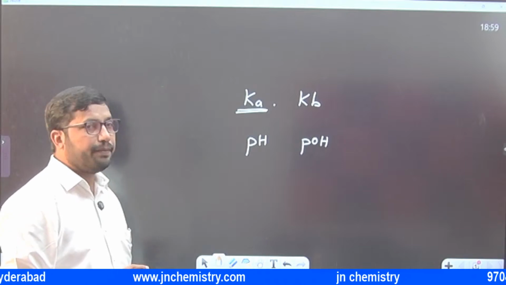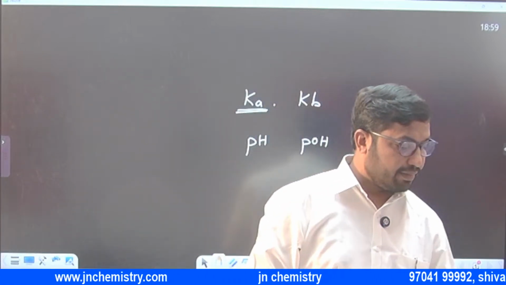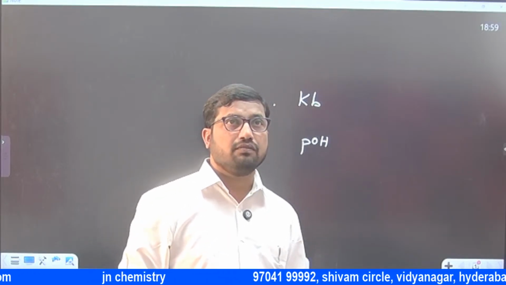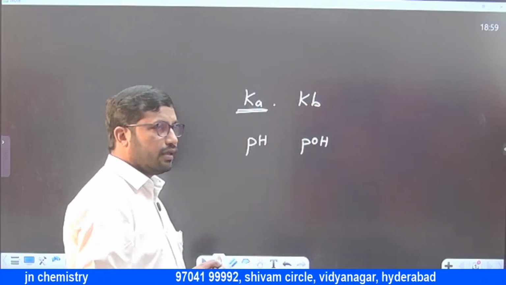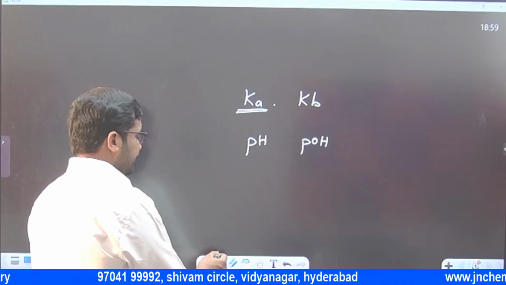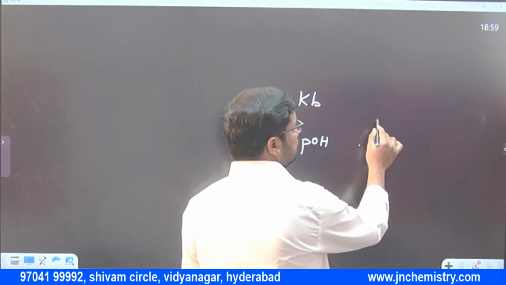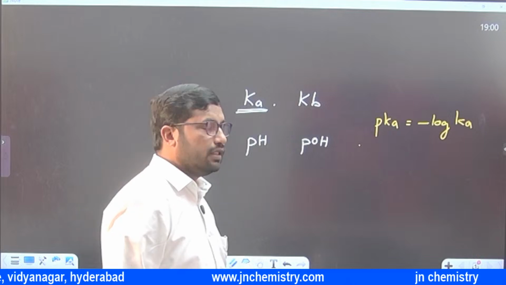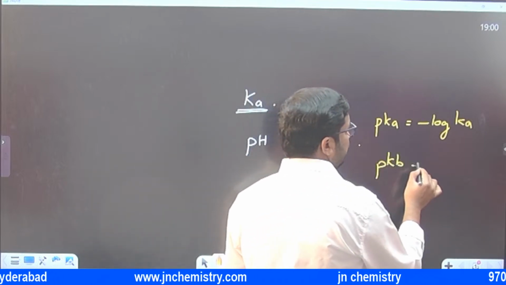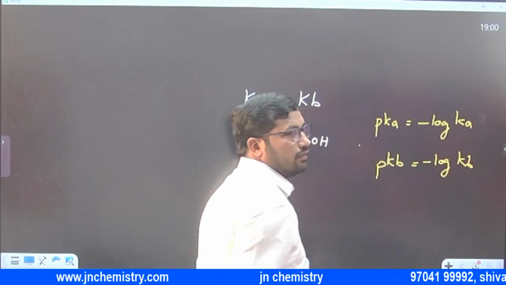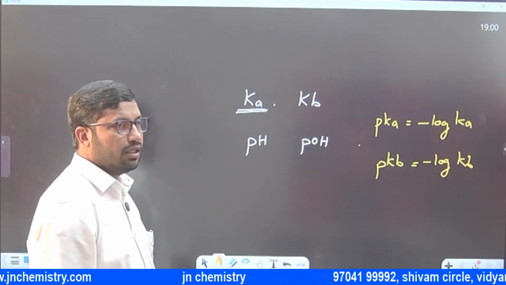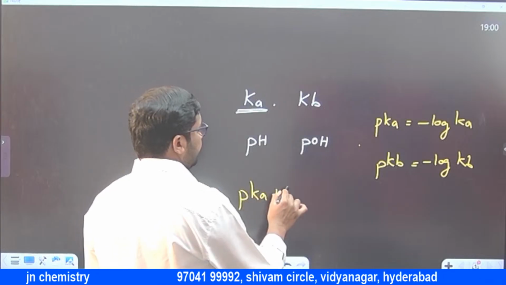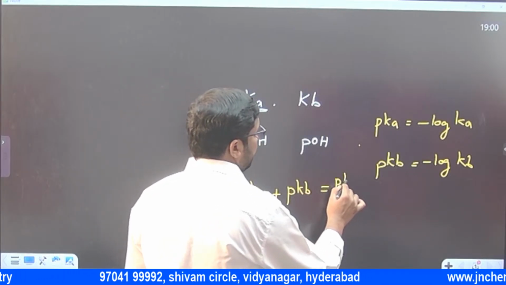So what is the relationship between Ka and Kb, that is pKa and pKb? So what is the pKa? pKa is equal to minus log Ka, right? pKb is nothing but minus log Kb, right? So what is the relationship which I gave? pKa plus pKb equals pKw.